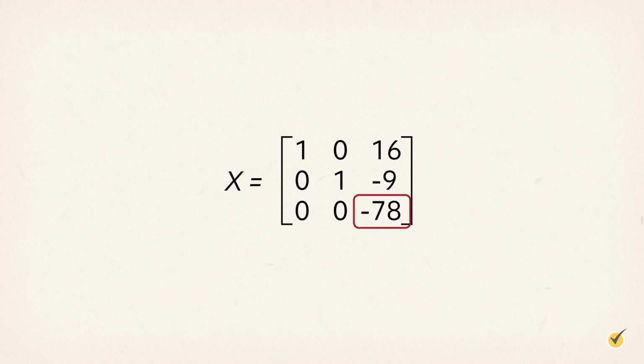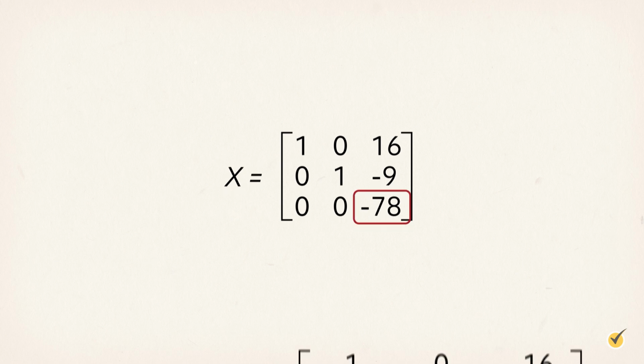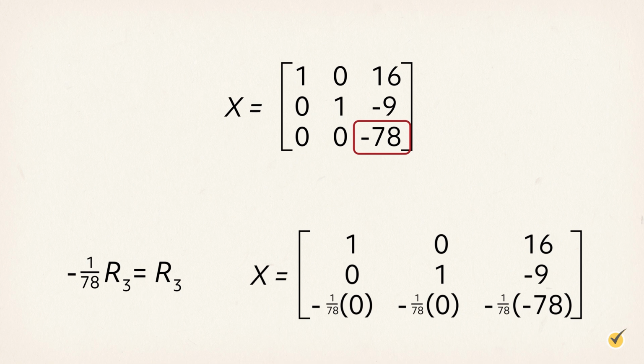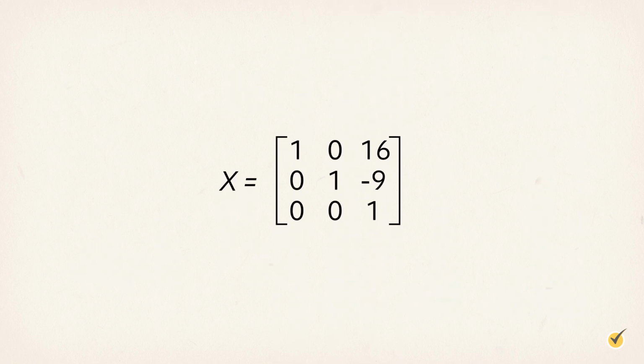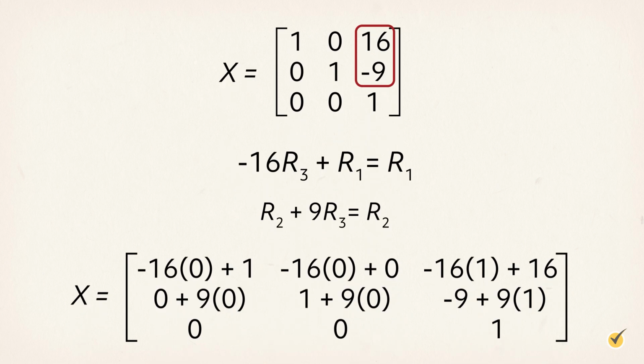Time to turn that negative 78 into a 1. Negative 1 over 78 R3 is equal to R3. Row 3 looks good. All that's left is to use row 3 to change the 16 and negative 9 to zeros. Negative 16 R3 plus R1 equals R1. And R2 plus 9 R3 equals R2.